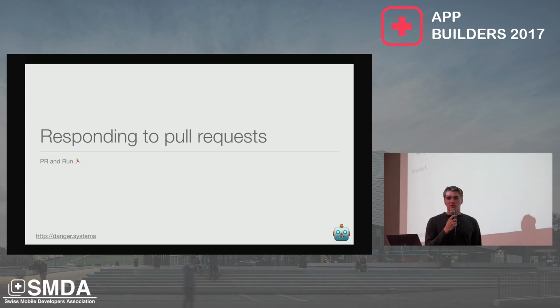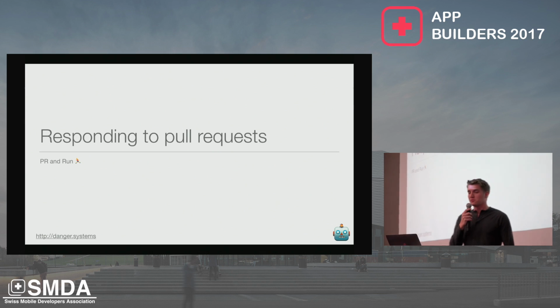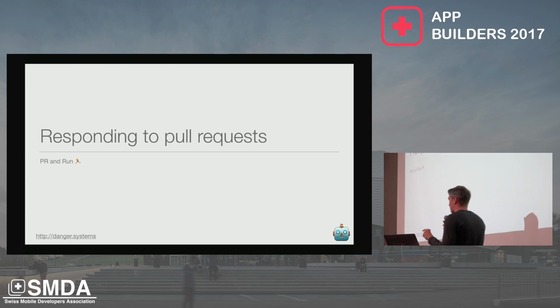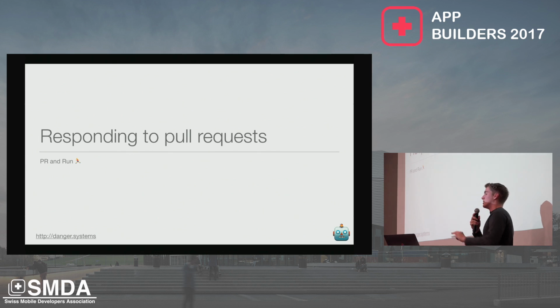And Danger also helps with this very interesting phenomenon called PR and runs. This is something you can see across all open source projects. Someone takes the time to prepare a pull request, submits it, and then a few minutes later the tests fail. And then for some reason, the author doesn't update the PR to fix the tests. The reason for that is that GitHub doesn't send out an email that the tests have failed. So the author just doesn't know about it.